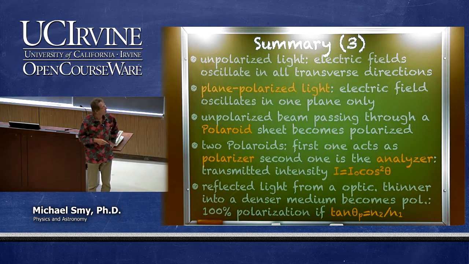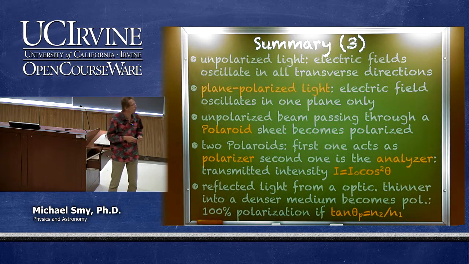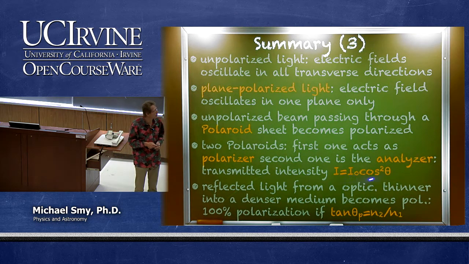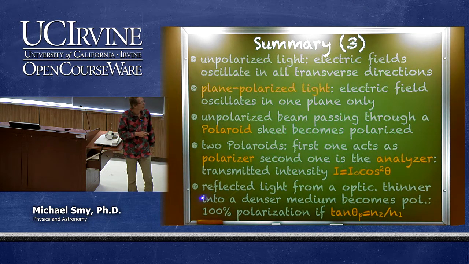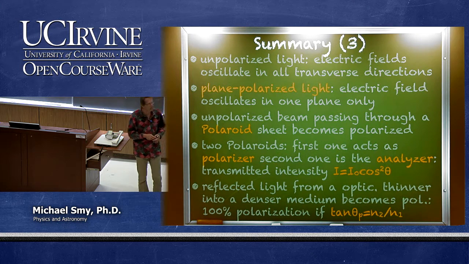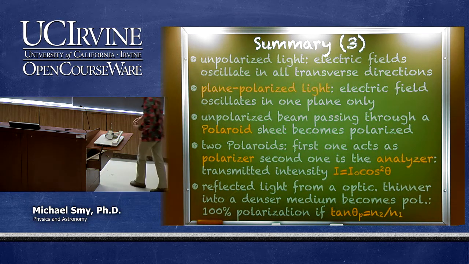An unpolarized beam that passes through a Polaroid sheet becomes polarized. If you have two Polaroids, the first one acts as the polarizer and the second one is then the analyzer. And the transmitted intensity of the second one is the intensity after the first one times the cosine squared of theta, the angle between the two Polaroid sheets. The light reflected from an optically thinner into an optically denser medium also becomes polarized. And 100% polarization is observed at the polarizing angle or Brewster angle, which is given by the tangent of theta p equals n2 over n1, where those are the indices of refraction.